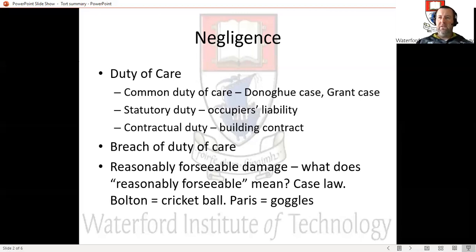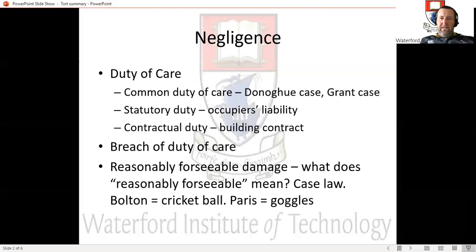So you have that direct contractual relationship with someone. So, for example, in a building contract where maybe the contractor promises to do the work in a good and workmanlike manner. If he fails to do so, he's in breach of contract, but you may also be brought to court for negligence as well. So it's common enough that a particular case involves both tort and contract law.